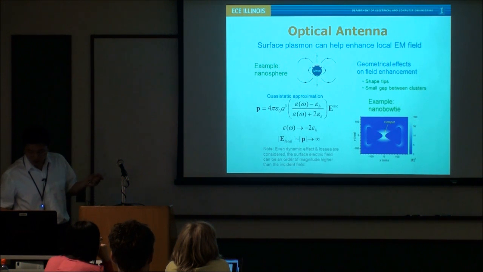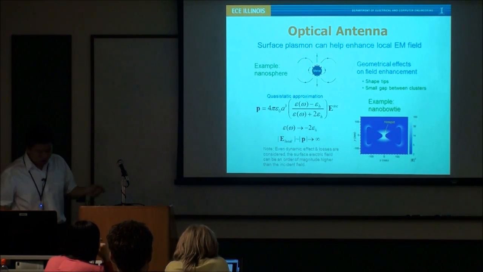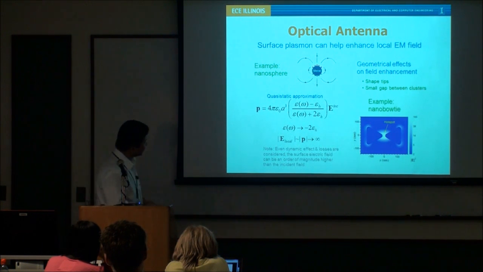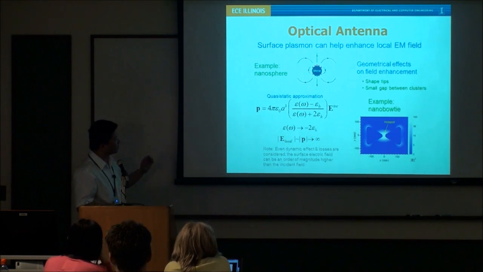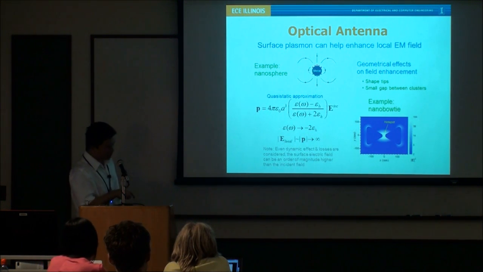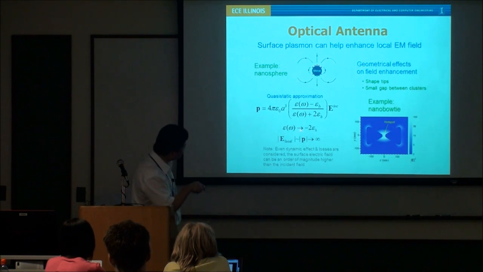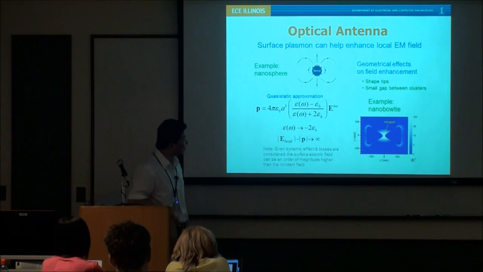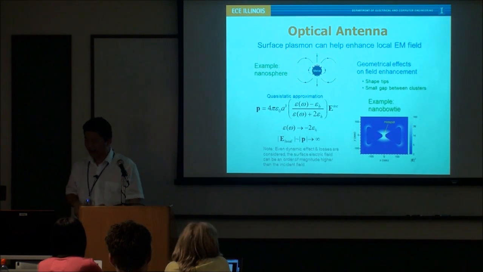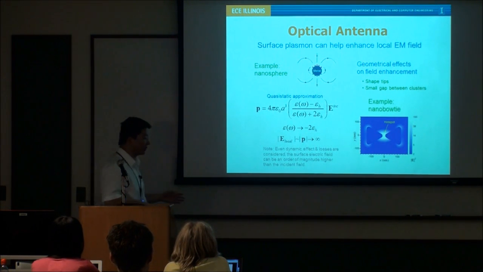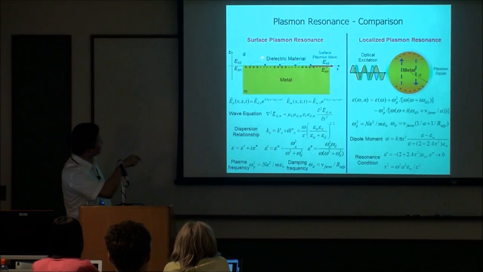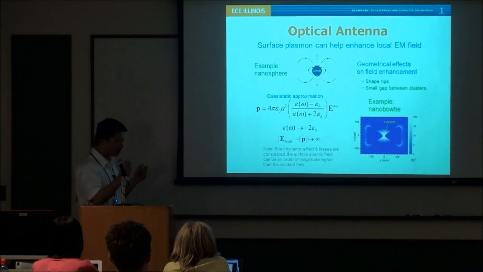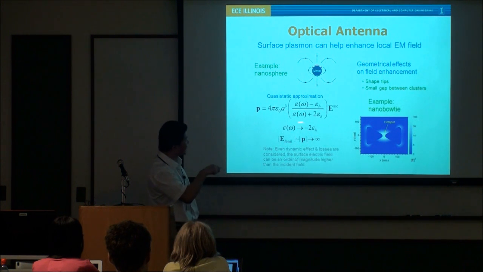So for the quasi-static approximation case, to achieve this dipolar resonance, that is the relationship you have to satisfy. This requires that, for these metamaterials, your dielectric constant has to equal minus 2 epsilon h. Here, epsilon h is the permittivity of the dielectric media, that means the dielectric media surrounding these particles. So for dipolar resonance to happen, this condition has to be satisfied.